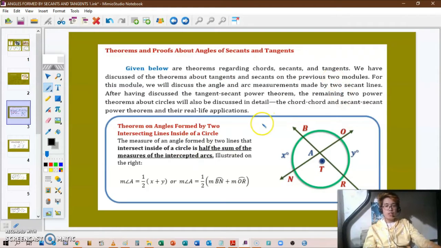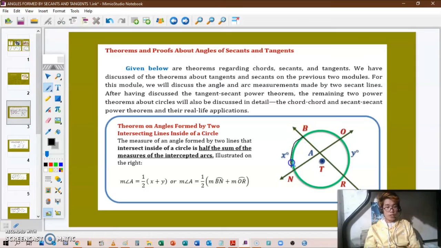Let's jump right ahead with this theorem about secant lines. We have two secant lines that intersect inside of a circle. The measurement of an angle formed by two secant lines that intersect inside of a circle is half the sum of their intercepted arcs.